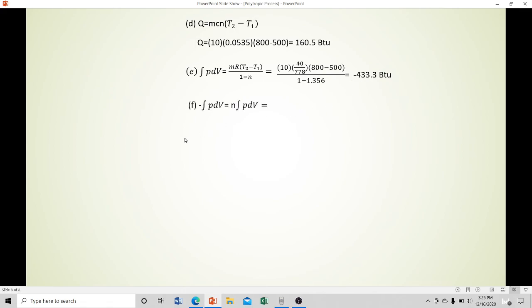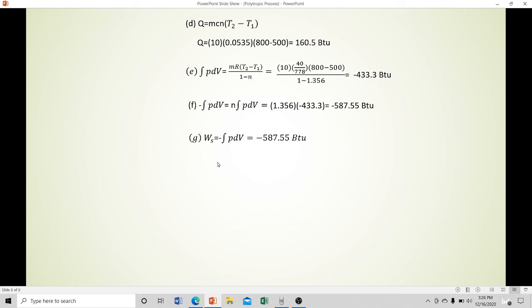So for the work steady flow, we have this equation n times the integration of PdV, or your work non-flow. We already got the work non-flow value, so we can go directly times n. So we have 1.356 times negative 433.3, or equivalent to 587.55 BTU.